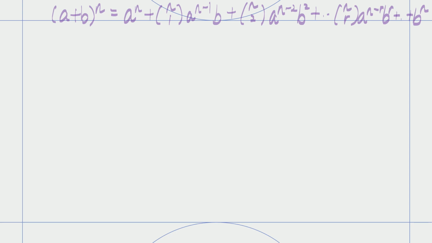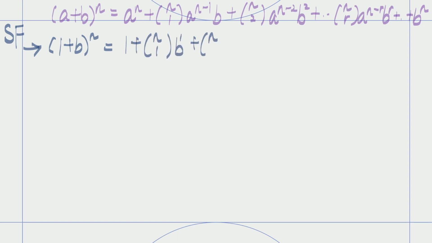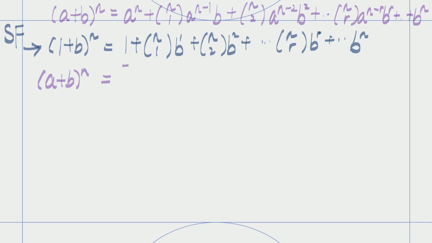Right. So let me write down the special form. Special form is 1 plus b to the power n, right? This is a special form. Okay, right. Let's start off with this. Okay, I'm going to factorize a out.